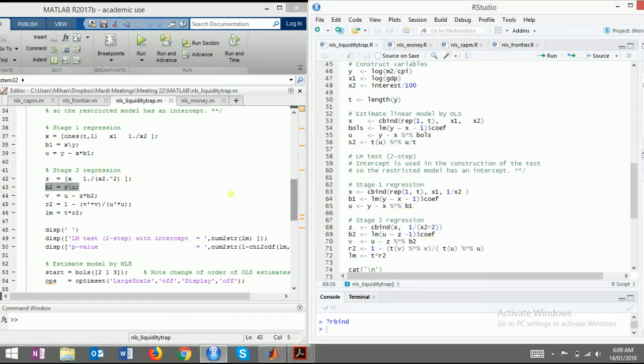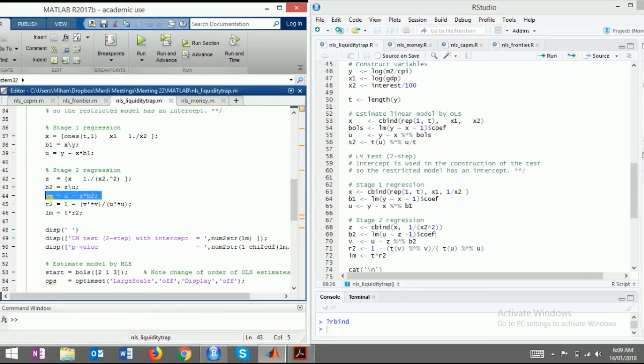Then v is u minus z times b2. So this is the updating scheme. And R square is 1 minus VV transpose divided by UU transpose, as we have already seen before, and LM.